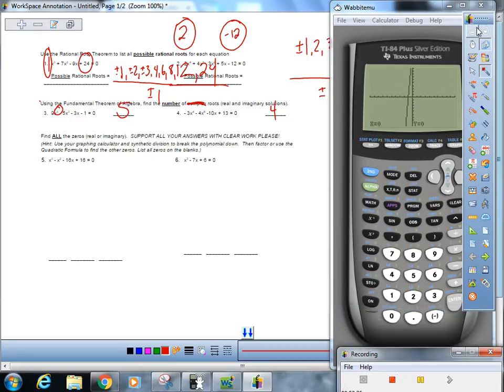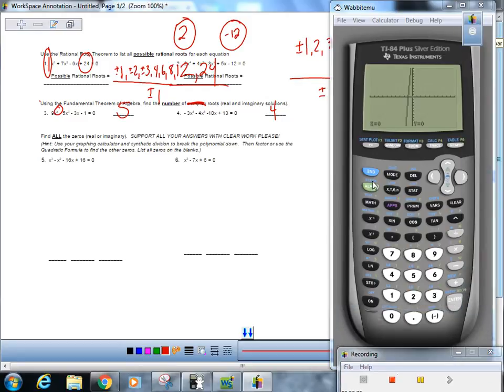All right, so hopefully you can see this window here. And we're going to type in our equation. Y equals x cubed minus x squared minus 16x plus 16. Graph it.